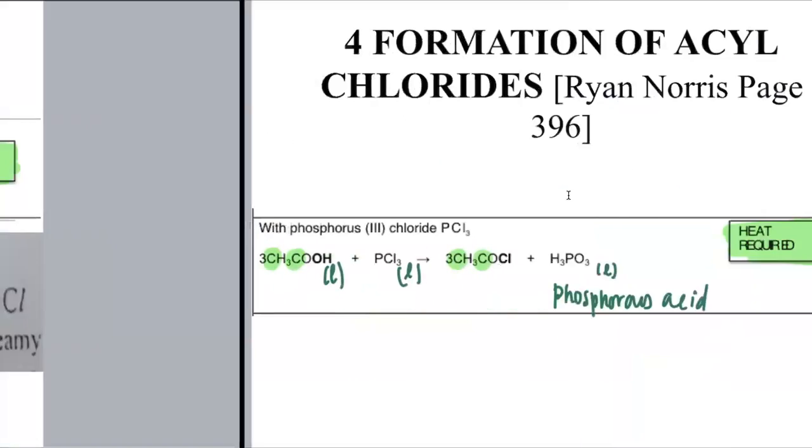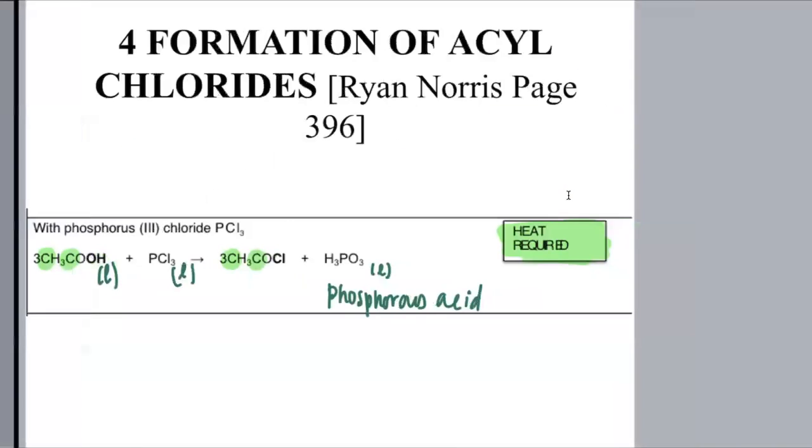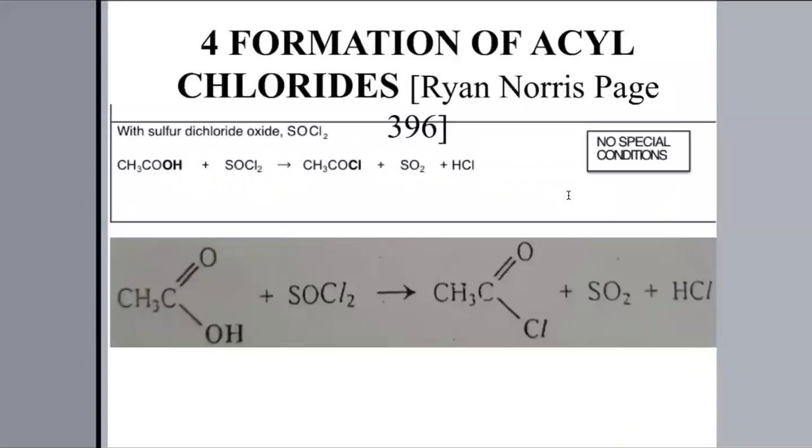So using PCl5 will give you different products. Using PCl3 will again give you different products, but it will give you the same ethanoyl chloride. If I were given an option to choose between PCl5 and PCl3, I would use PCl5 because I don't have to heat it up. With PCl3, you have to heat the reaction.